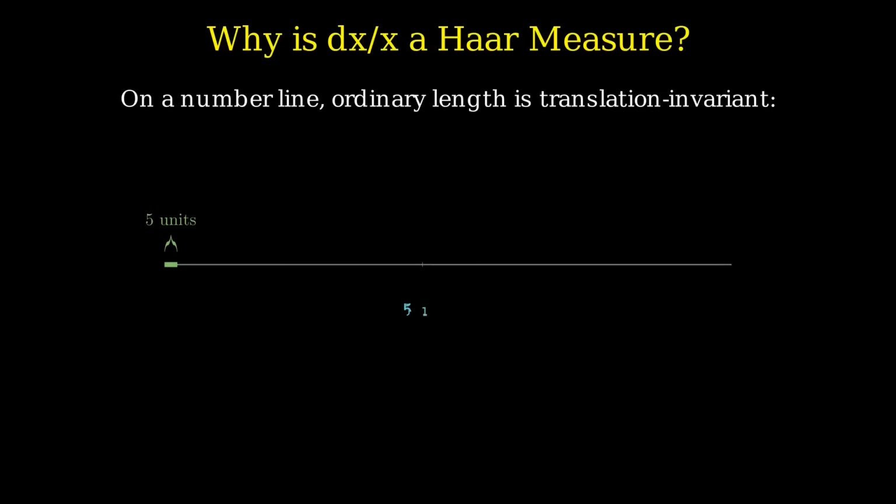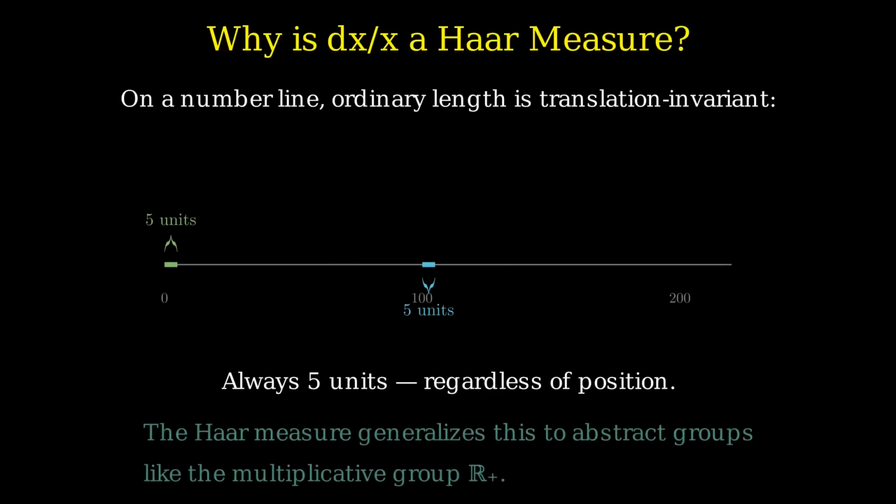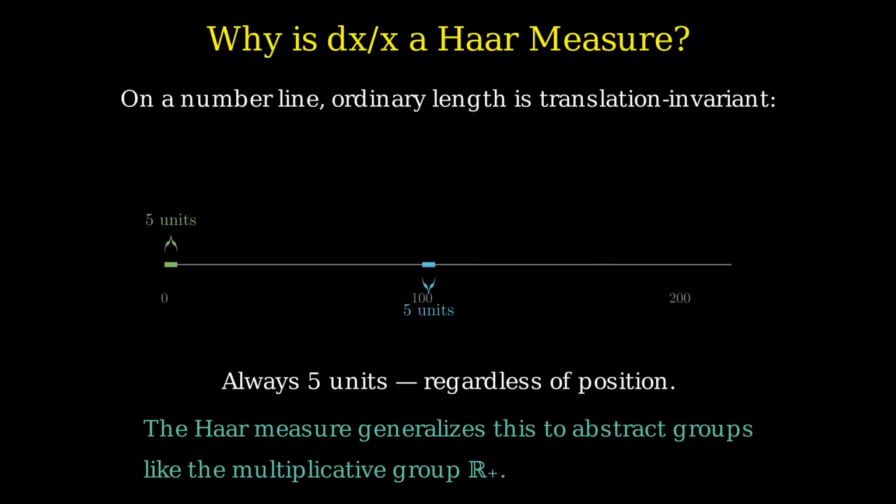Say we had a straight line. On this line, ordinary length is translation invariant. That basically means that a segment that is 5 units long will always be 5 units long, whether it's at position 0, 100, 200, etc. The Haar measure generalizes this property of keeping the same measure to more abstract groups, like in our Mellin transform.